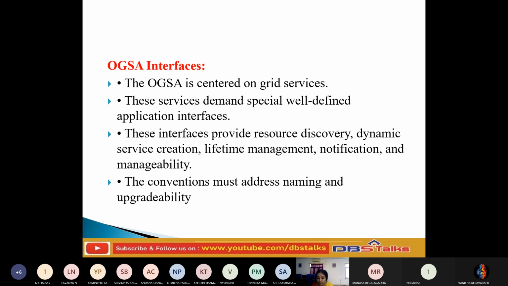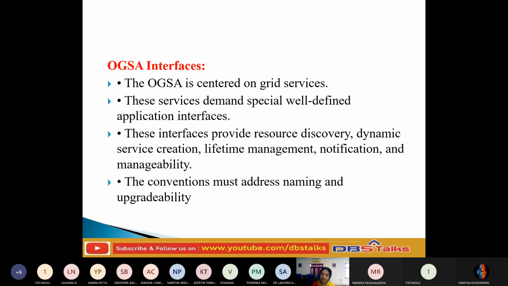We have two key properties in grid services: transience and statefulness. These properties have significant implications regarding how a grid service is named, discovered, and managed.